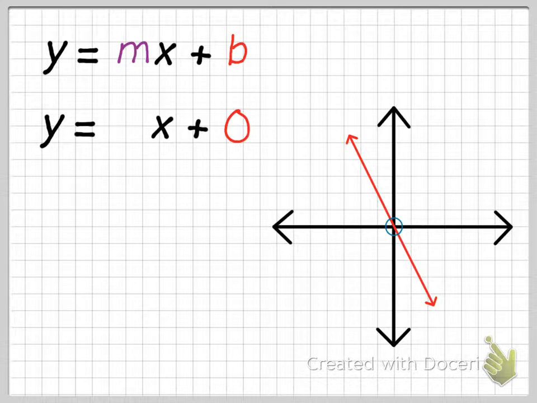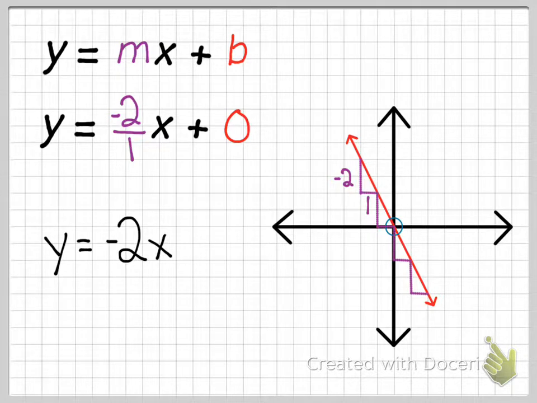Remember, this is a negative graph, so my slope is going to be negative. And it looks like I go down 2, so negative 2 over 1. My slope is negative 2 over 1. And this can be simplified a little bit further. Negative 2 over 1 can just simplify to negative 2. So I'm going to write the entire equation as y equals negative 2x.